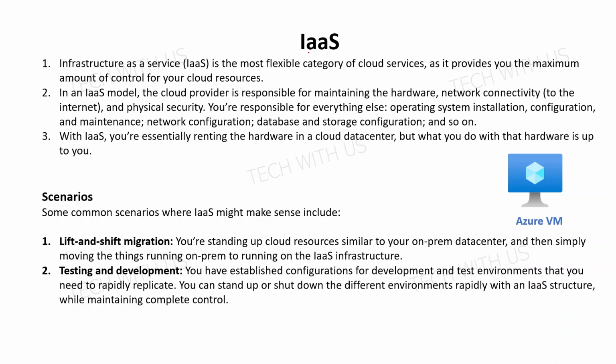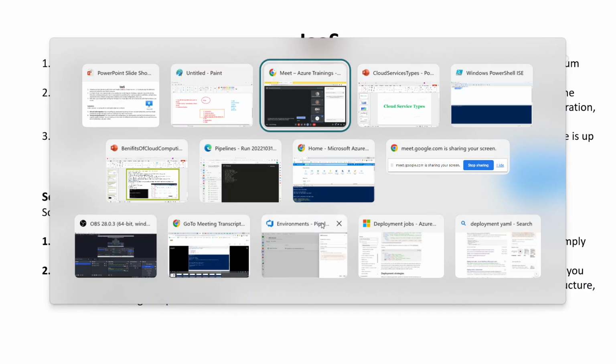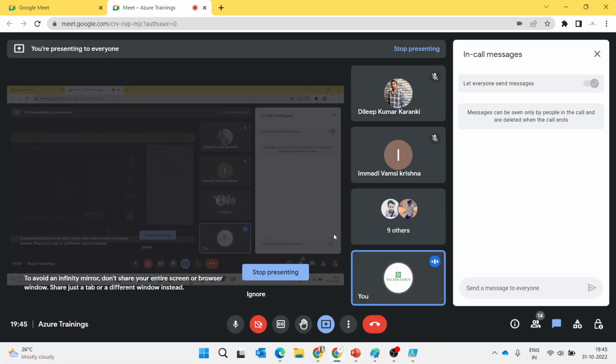Consider infrastructure as a service. Before that, I'll take a pause. Have you guys understood the pizza as a service example? I mean, the pizza model I have explained? If you have any questions, you can ask me, because if you can relate it, then it will be useful in IaaS.